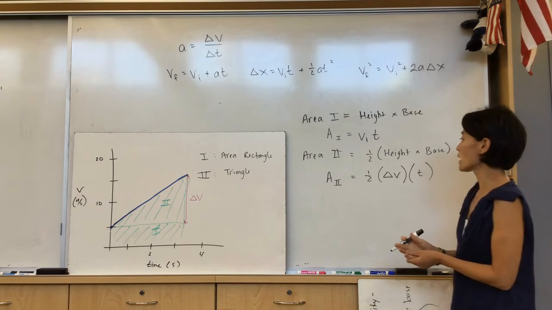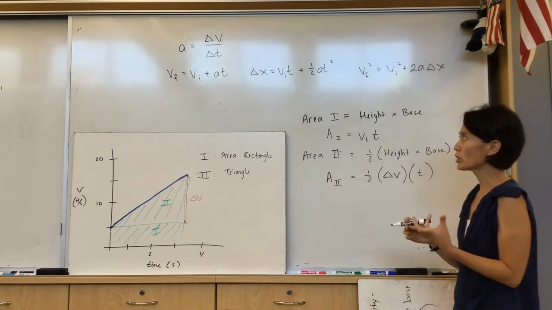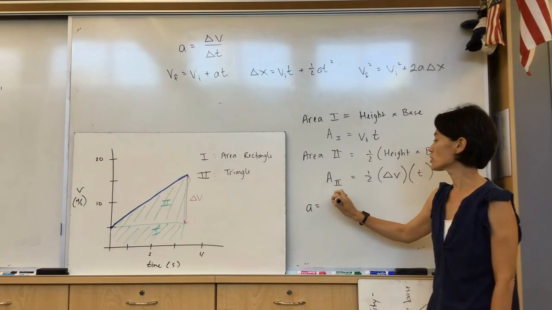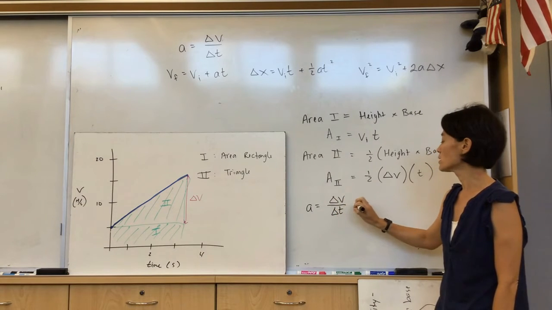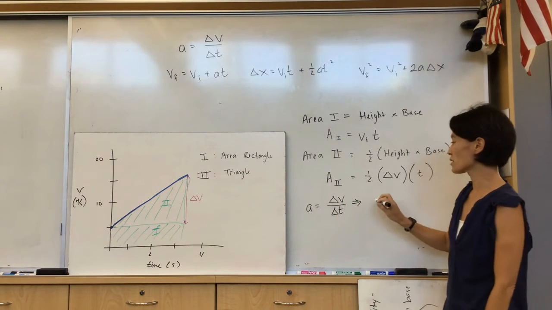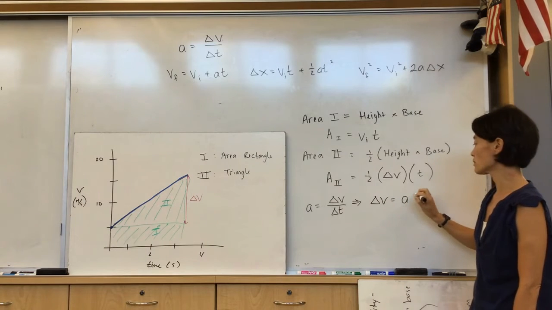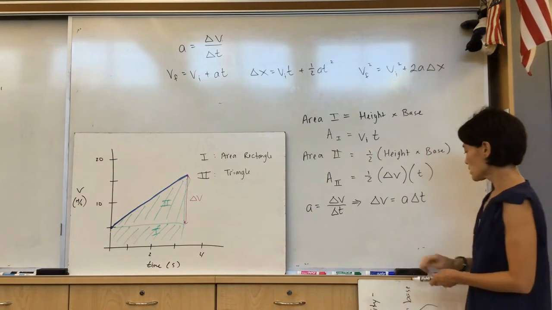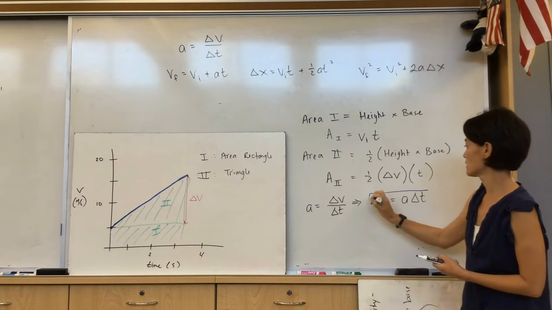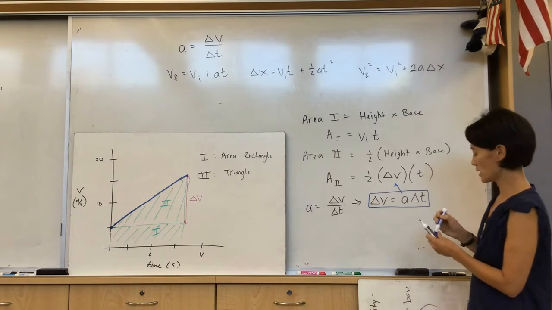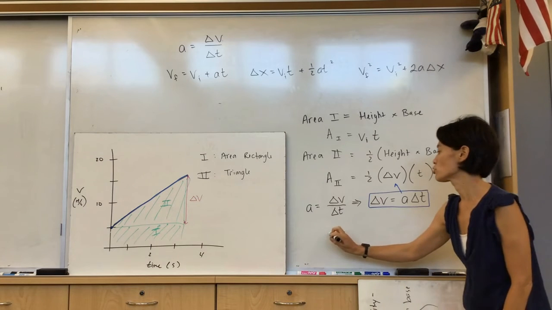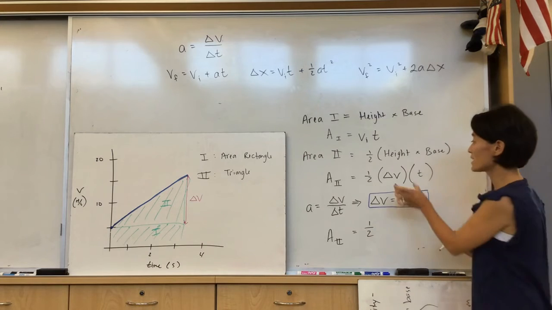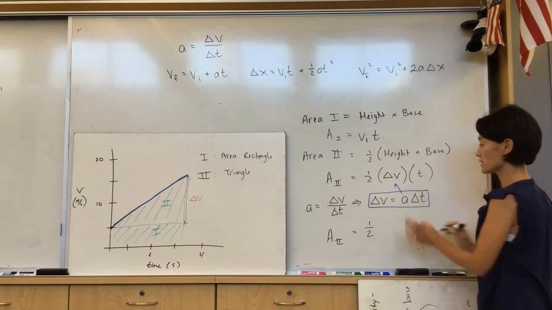We're going to utilize one other substitution, and it's the equation for acceleration. We know acceleration is equal to a change in velocity over change in time. So I can rewrite this and say that change in velocity is equal to acceleration times my change in time. I've been writing t everywhere, but really it is change in time. If we plug that in there, we end up getting that my area 2 is equal to 1/2, and then instead of delta V, I'm going to put acceleration times time.